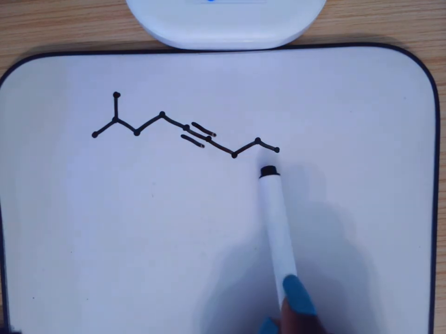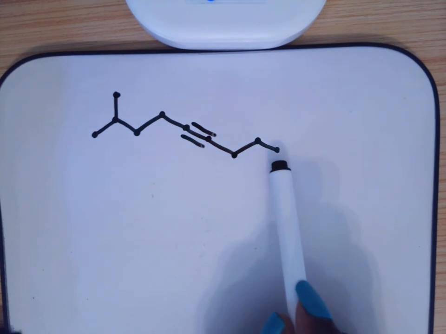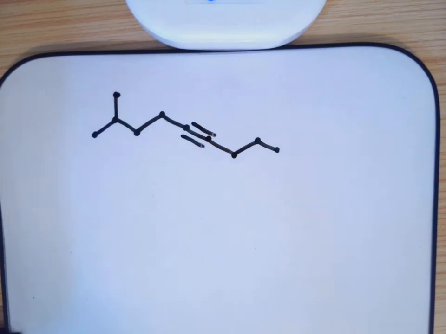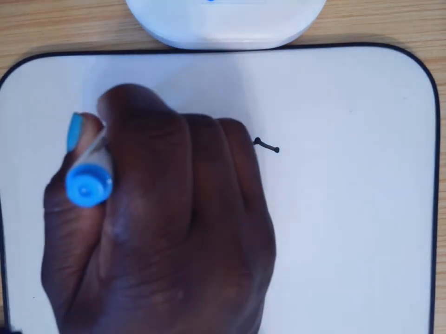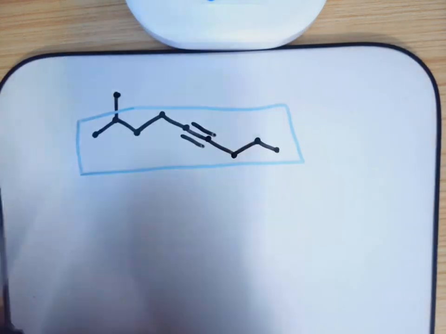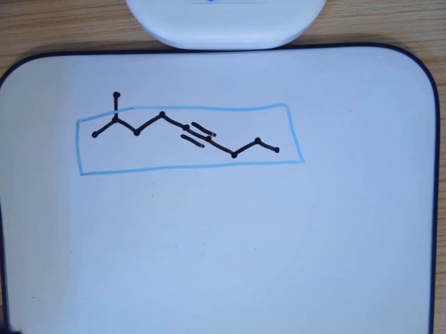I could have also checked to see if I could get more in a different direction. So 1, 2, 3, 4, 5, 6, 7, 8, 9. So in this molecule, my longest continuous chain of carbon atoms contains a total of 9 carbon atoms. So again, I recommend boxing off until you get confident and comfortable with naming.